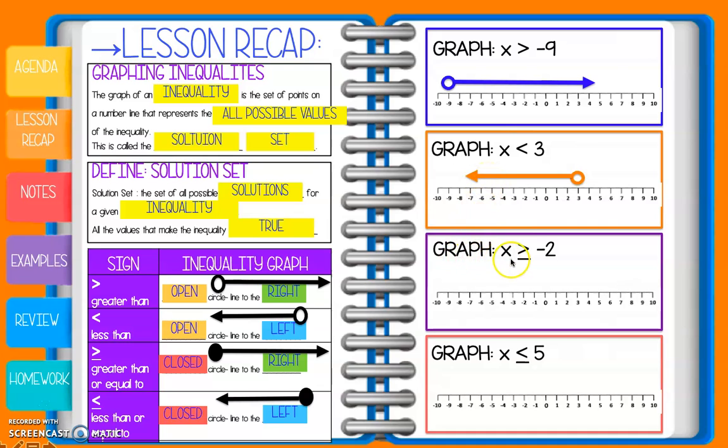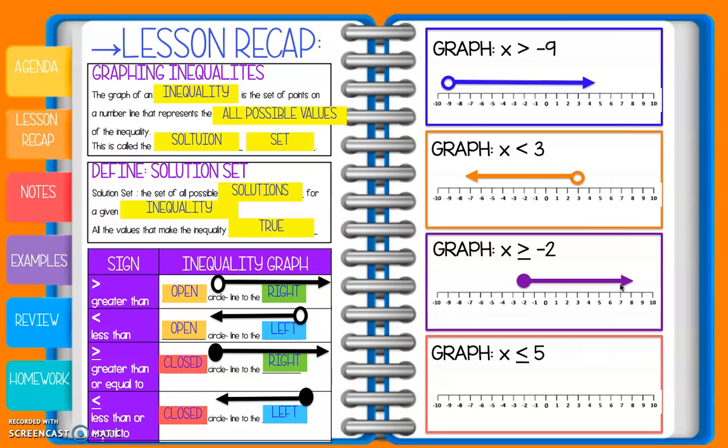Okay, so if we're looking at x is greater than or equal to -2, we're going to go to -2 on our number line. Since it is an equal to, it's a filled in circle because it could be -2 or anything greater than that. So our arrow goes to the right. So if we look, -2, if we substitute it in here, -2 would be greater than or equal to -2. It's equal to. 0 is greater than -2. So anything on the right side of our -2 on the number line is part of the solution set.